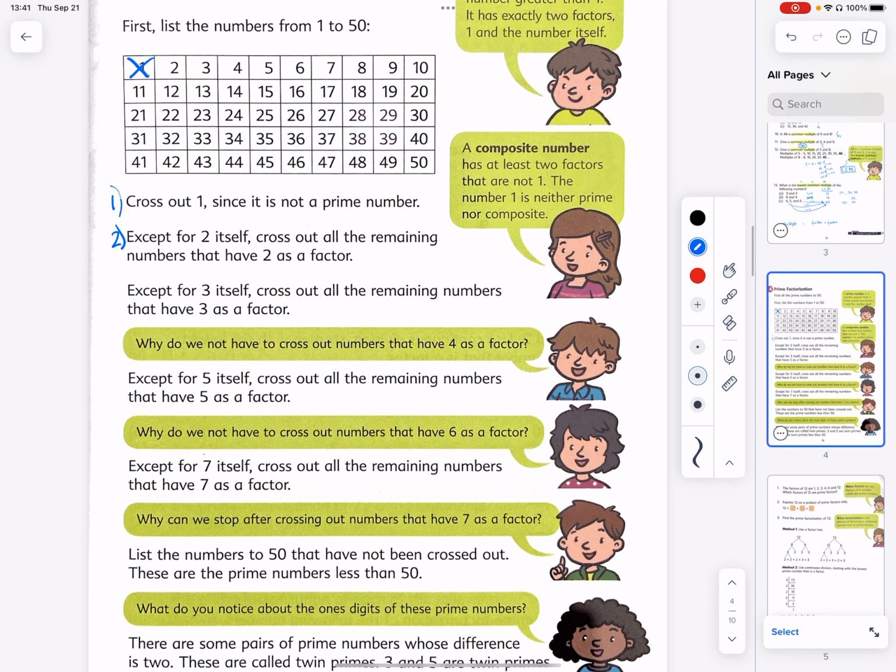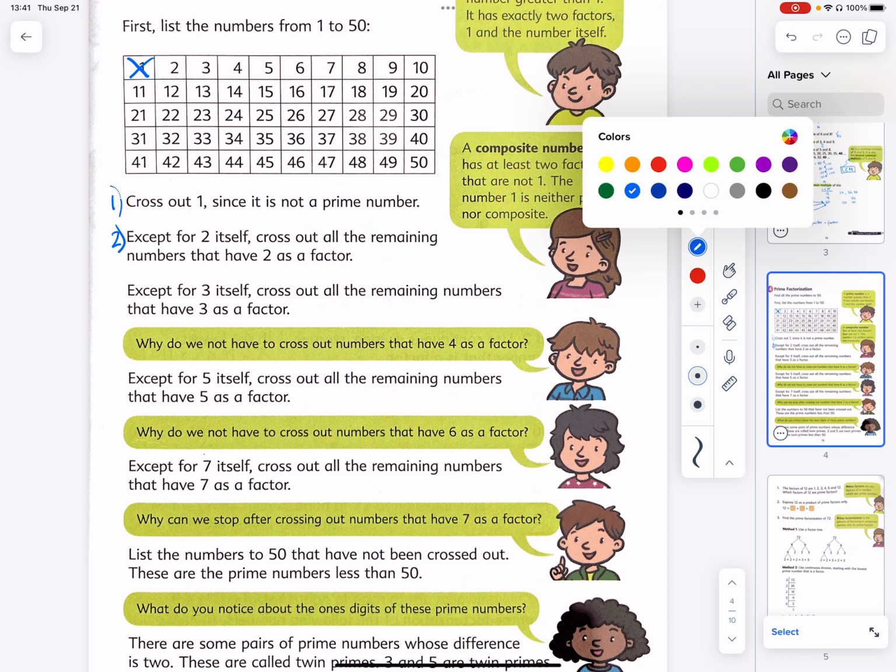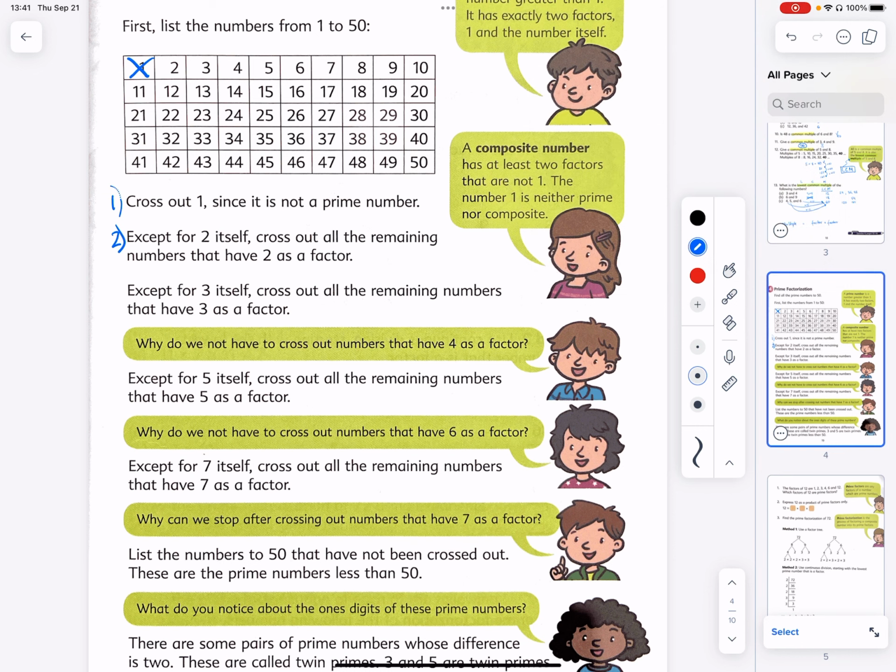Step 2: except for the 2 itself, cross out all the remaining numbers that are divisible by 2 and have 2 as a factor. So let's circle 2. Except for the 2, let's cross out all the numbers that are multiples of 2. And of course, these are all the even numbers. So let's go. All even numbers are out.